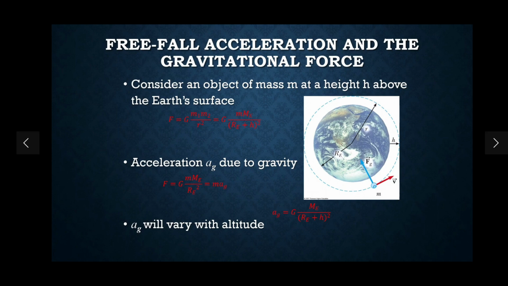Free fall acceleration and the gravitational force. Let's say that the object is not on Earth's surface, then it would also be affected by another attribute, which is height. So the radius now consists of the radius of Earth plus the height of the object, or satellite. This gives us the total r. So to find r, it is (Re + h) squared. And ag will vary with altitude due to the presence of the variable h.